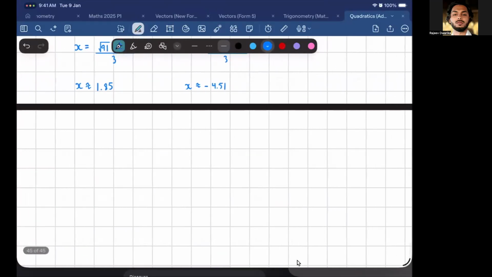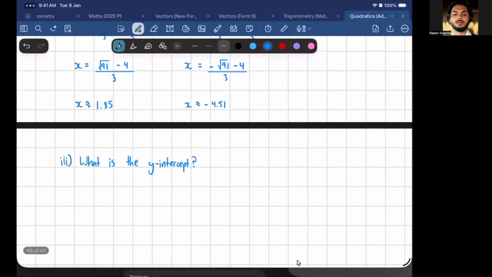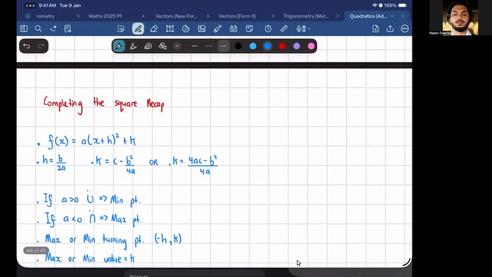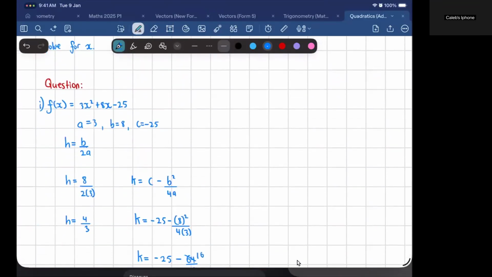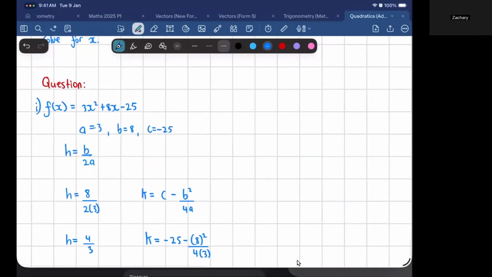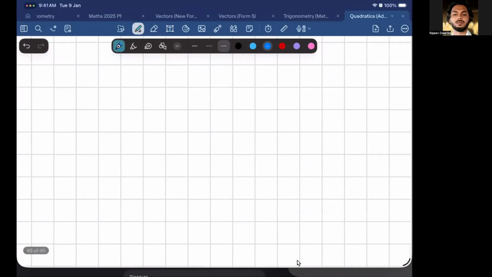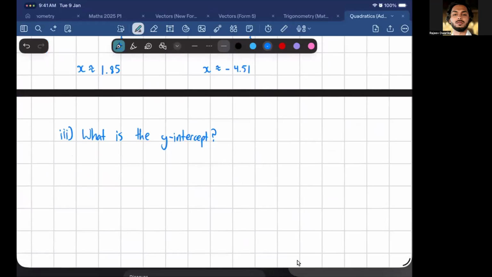Part 3. What is the y-intercept? So guys, what would the y-intercept be for this question? The c value. Yes, the c value here. Minus 25. The c value is minus 25. So the y-intercept is simply c equal to minus 25.